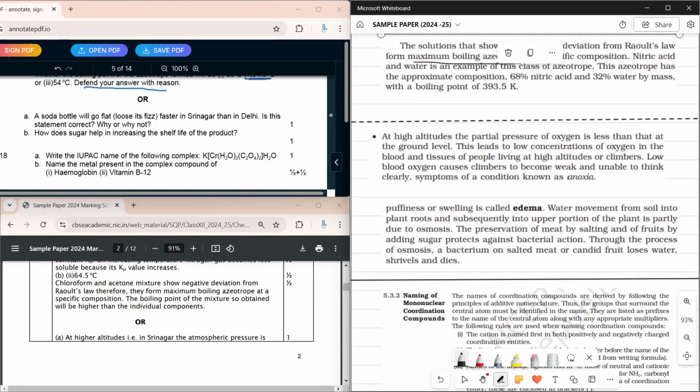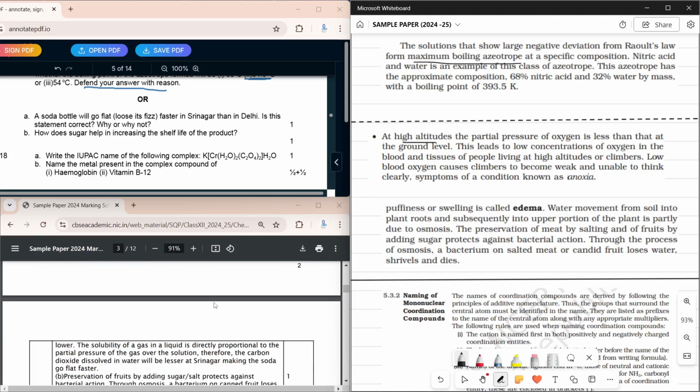At higher altitudes, the partial pressure of oxygen is less, and because of that, climbers actually have to have additional oxygen tanks. This will help them minimize the symptoms called anoxia. So what we care about over here is that at higher altitudes, partial pressure is less than that at the ground level. So this automatically implies that at higher altitudes, even for carbon dioxide, the partial pressure will be less than at ground level, and this will lead to a decrease in concentration. And because of this decrease in concentration, it loses fizz faster at higher altitudes. So that's what it says over here.